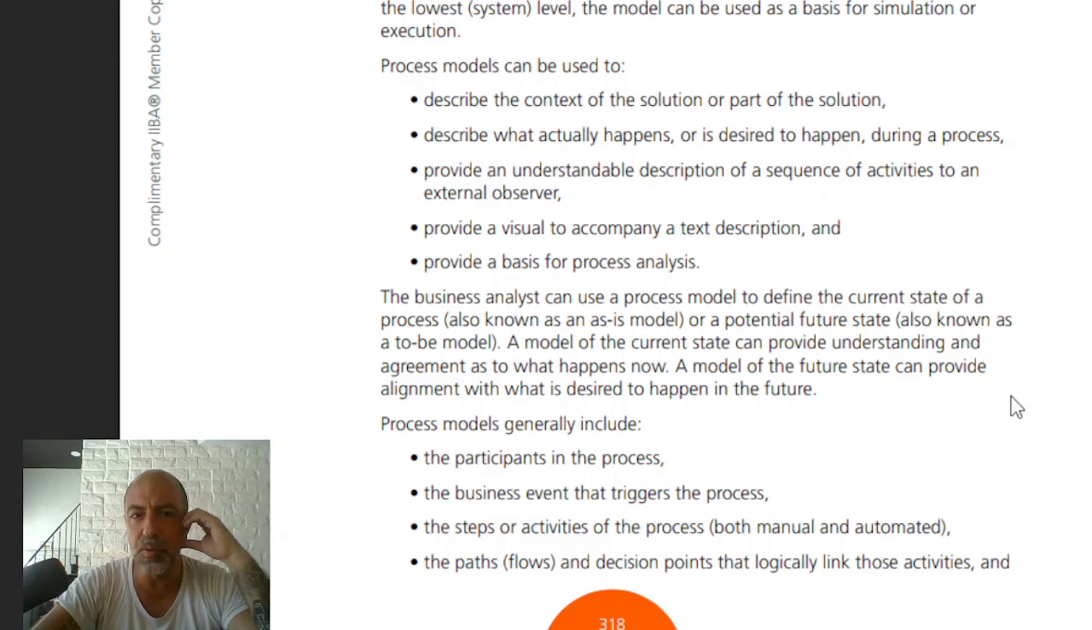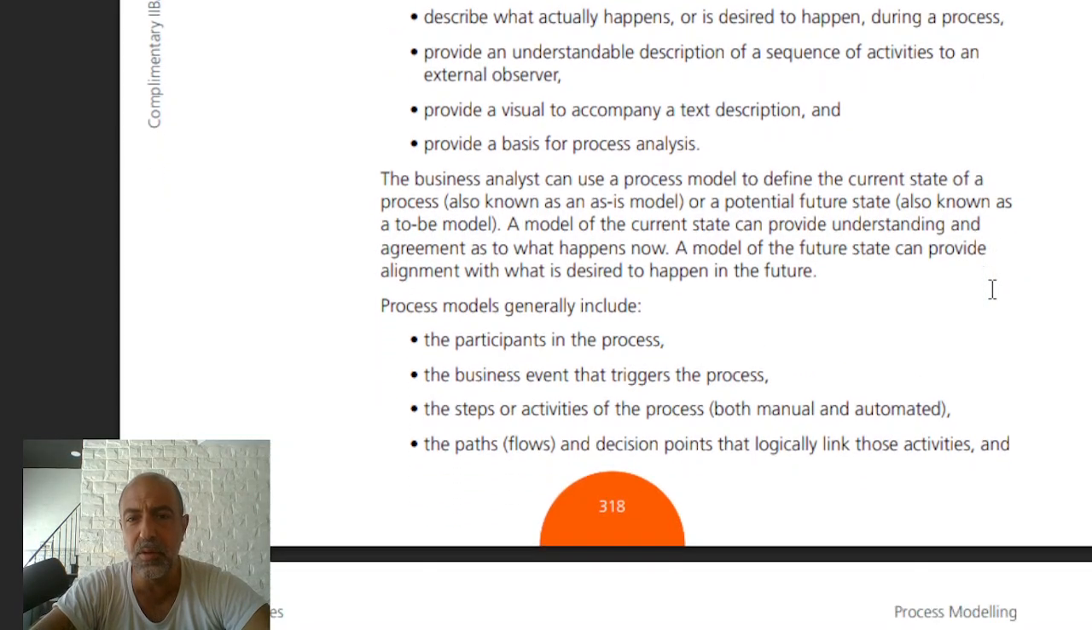Process models can be used to describe the context of a solution or part of a solution, describe what actually happens or is desired to happen during a process, provide an understandable description of sequence and activities to an external observer, provide a visual to accompany a text description, provide a basis for process analysis. The business analyst can use a process model to define the current state of process.